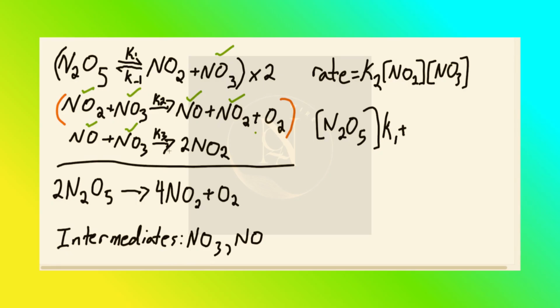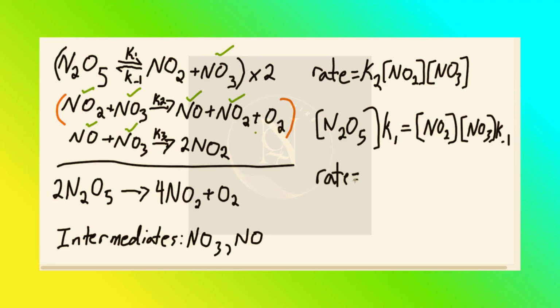And this third equation is extremely fast. So this is going to be in an equilibrium state. So this, we can say, is going to be equal to our NO2 times our NO3 times K minus 1.